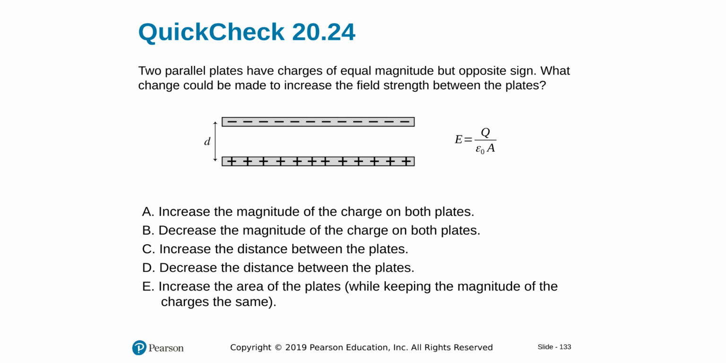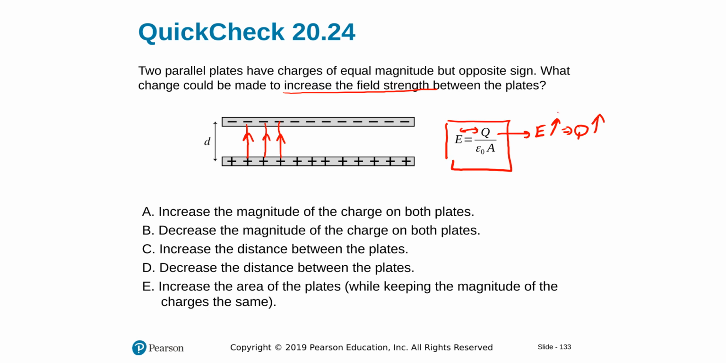Two parallel plates have charges of equal magnitude but opposite sign. What change could be made to increase the field strength between them? Let's remember that the electric field was plus to minus and uniform. Let's draw some symbolic lines, and it's equal to this equation here. What do I want to do? Increase the field strength. I can look at my equation. Electric field is directly proportional to Q. So this tells me if I increase Q, the electric field will increase. Direct proportionality tells me that.